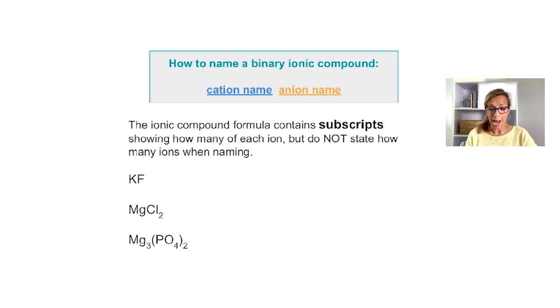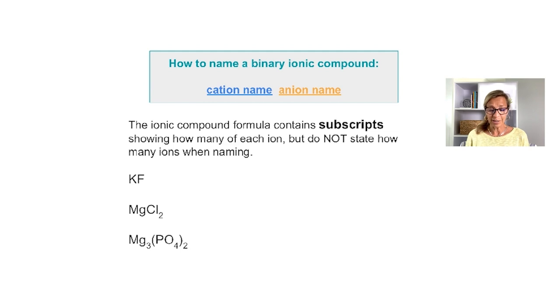So here it is. How do you name a compound? Well, just like a person: first name, last name. We're going to name these things by the name of the cation, and then the second part, the name of the anion. So all you have to do is identify what's the cation and what's the anion.